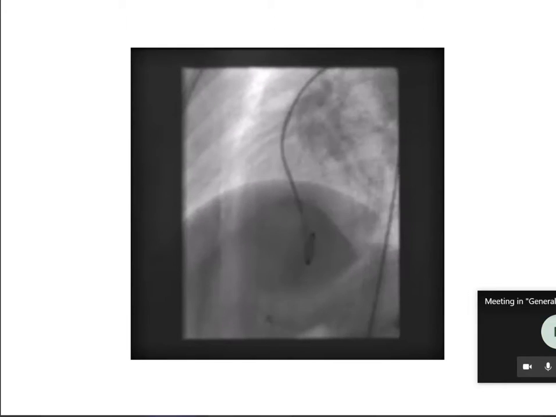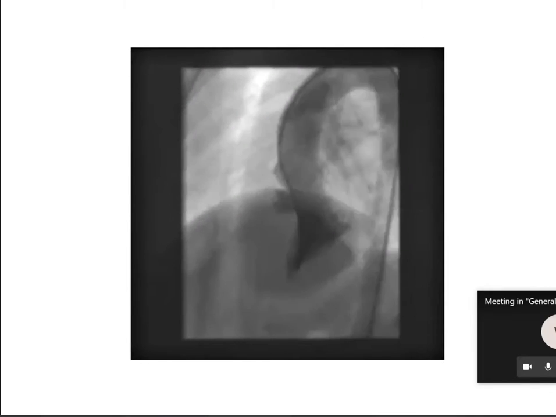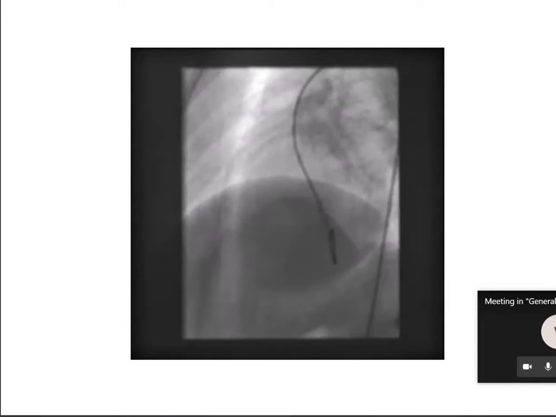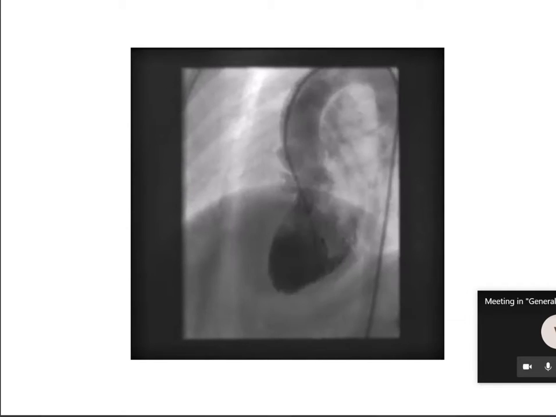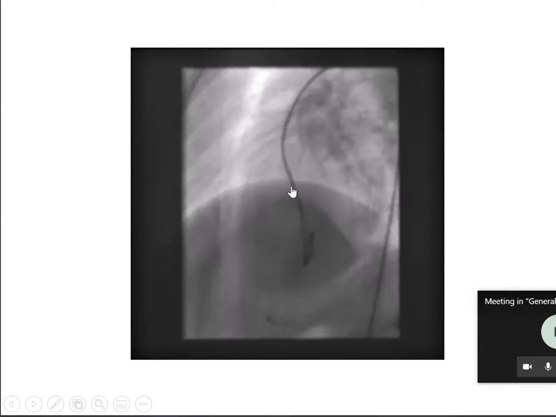LV, sir, and lateral view. Yeah, LV angiogram. Not lateral. Tail catheter, yeah, pigtail catheter in the LV. LV angiogram. It's a relatively smooth contour, a well contracting LV. Very good. Even if you don't know anything, just go on telling. There is a small perimembranous VSD, sir. Very good. It's a small perimembranous VSD.